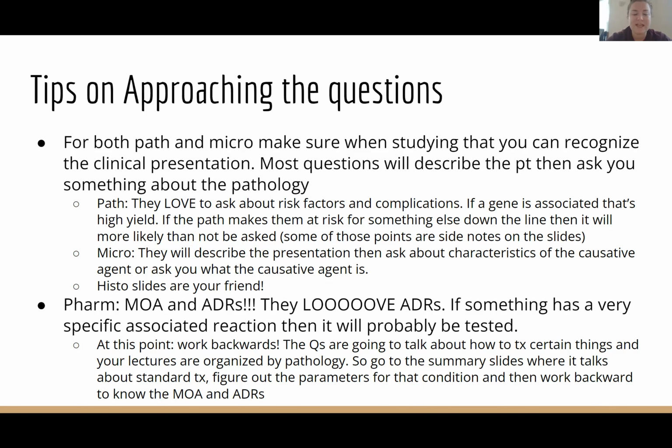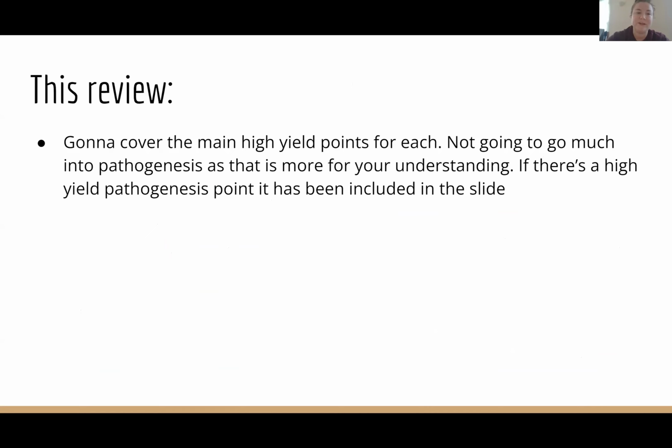What I did is, because they have those summary slides where they say this is how you treat hypertension, this is how you treat heart failure, work from those slides and go backwards and say, okay, this is first line, this is second line, this is what you give, and then look at mechanism of action and ADRs. Because at this point, hopefully you've all gone through everything. So just make sure that you know the formula of how to treat somebody with a certain pathology.